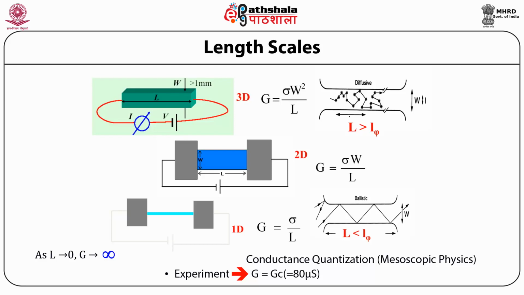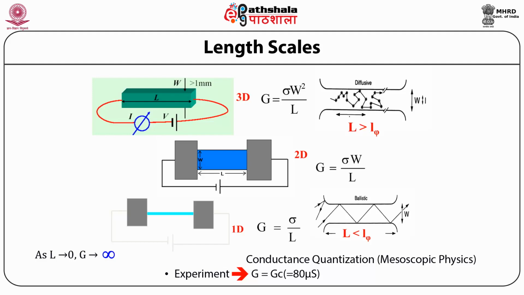However, to determine experimentally the actual resistance, one has to attach the leads to macroscopic contact pads. Now, as you can see over here, in one dimension the conductance is equal to sigma by capital L, and for mesoscopic conductors we have capital L less than L phi, and the conductance is equal to sigma by L. So when L tends to 0, G tends to infinity.